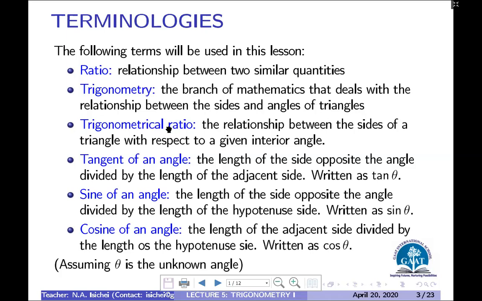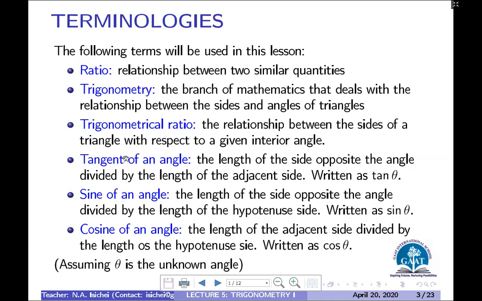Also, trigonometrical ratio. This is the relationship between the sides of a triangle with respect to a given interior angle. That is the combination of ratio and trigonometry. We give birth to trigonometrical ratios. So that's the relationship between the sides of a triangle with respect to a given interior angle.